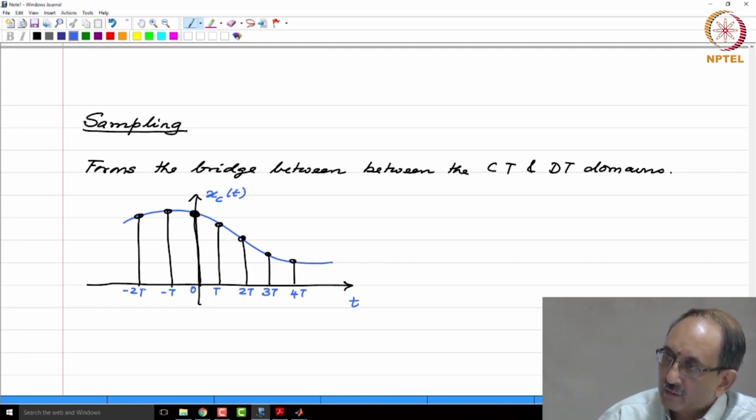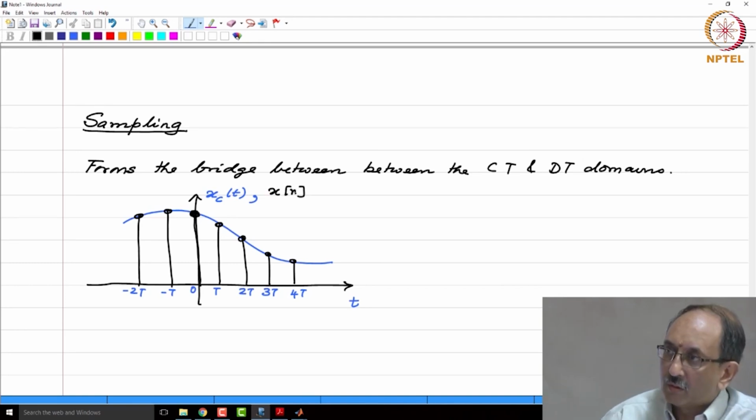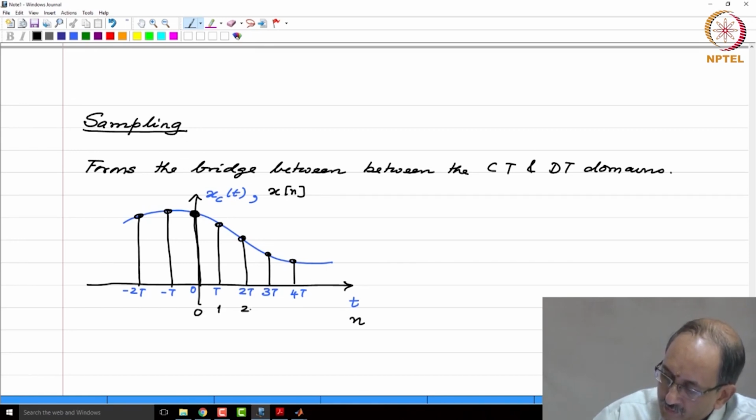So, this is the underlying continuous time signal, and the stem plot shows the samples taken T apart, and typically you will show this as a sequence x of n versus n, and then you will plot them like this.